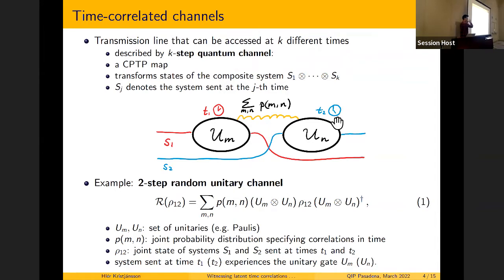Now, this is well defined within quantum channel theory. These kinds of situations have been studied quite a lot. But in this, we imagine that we have a particle sent at time T1, S1, and another particle at time T2 through system S2. And now I'm going to describe how we can in fact just send a single particle in a superposition of going through at T1 and T2.